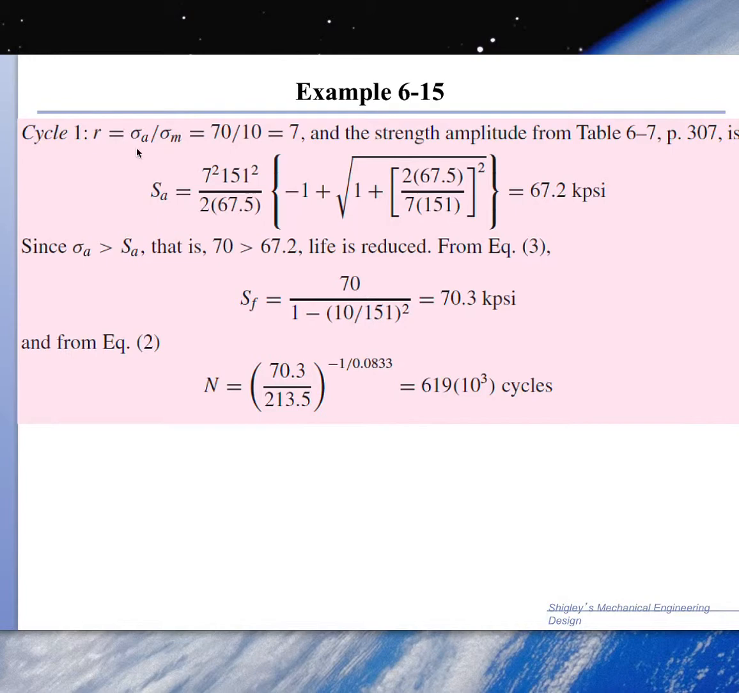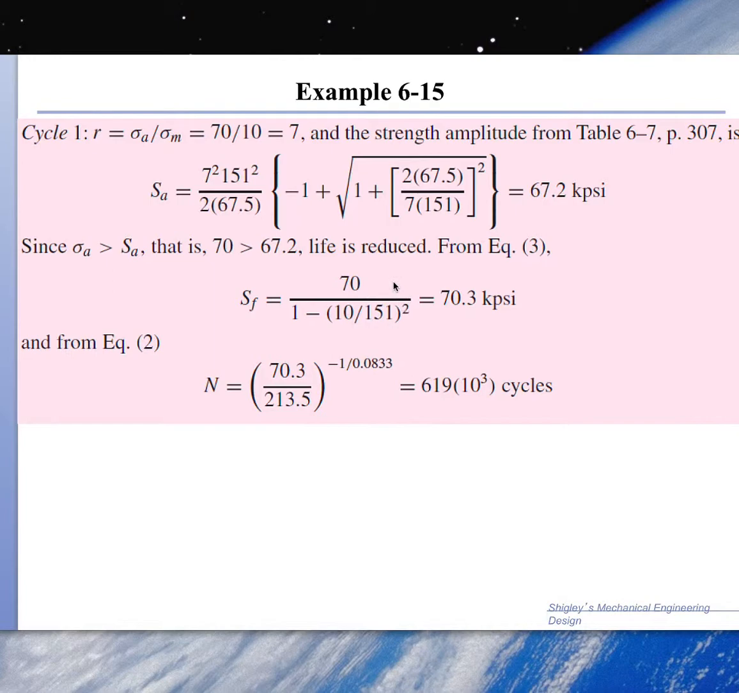So this is the load line. Sigma alternating over sigma mean is 7, and this is the coordinate of SA. That's the intersection between the load line and the Gerber line from the table, page 307. And therefore, we find that this actual alternating stress is greater than the intersection point, so the actual load point is outside the allowable zone for infinite life, and therefore we should design for finite life.